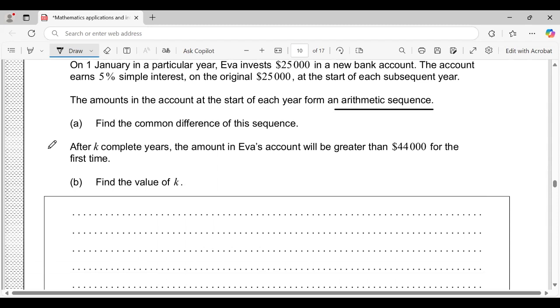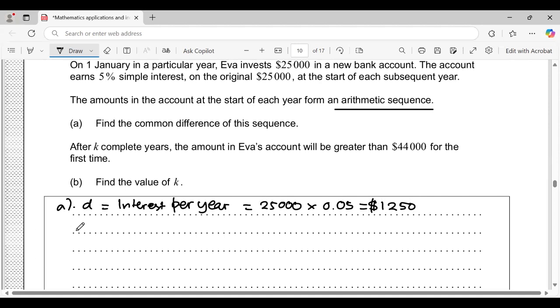So the common difference, or D, is the interest per year. So it equals 25,000 times 0.05, which equals $1,250.